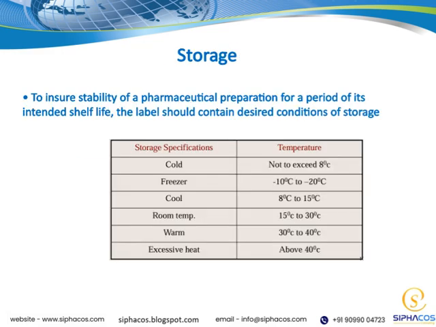To ensure the stability of a pharmaceutical preparation for its entire shelf life, it's essential that the label clearly states the desired storage conditions. This information guides users on how to store the product properly, helping to maintain its efficacy and safety. Proper storage conditions can include temperature, humidity, light exposure, and other environmental factors. By providing these details, we help prevent degradation or spoilage.